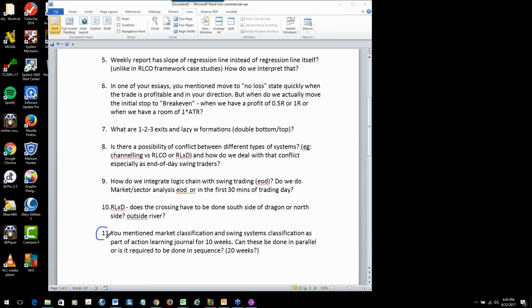Number 11. Hang in there, guys. We're almost there. You mentioned market classification and swing systems as part of the Action Learning Journal for 10 weeks. Can these be done in parallel, or do you have to do them in sequence? I would do them in parallel.